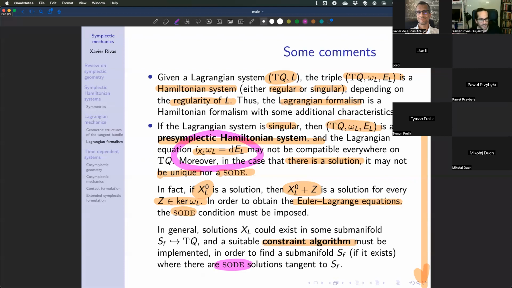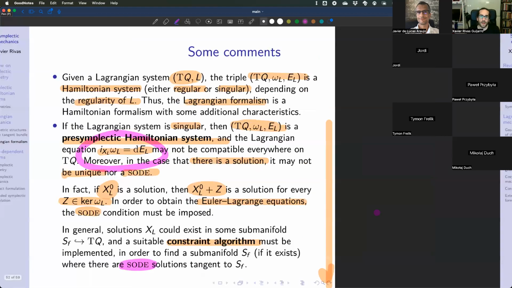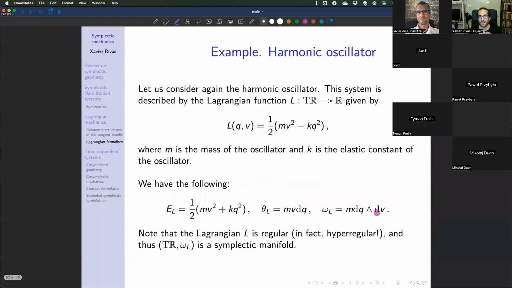Of course, there are a lot of things to say about singular systems. There are papers and papers and papers talking about these algorithms, their geometric description. Of course, the first algorithms were not geometric, they were just in coordinates. This was all geometrized in the second half of the 20th century, 70s to 80s, what we were saying before. Okay, and now we will see a couple of examples just to finish.